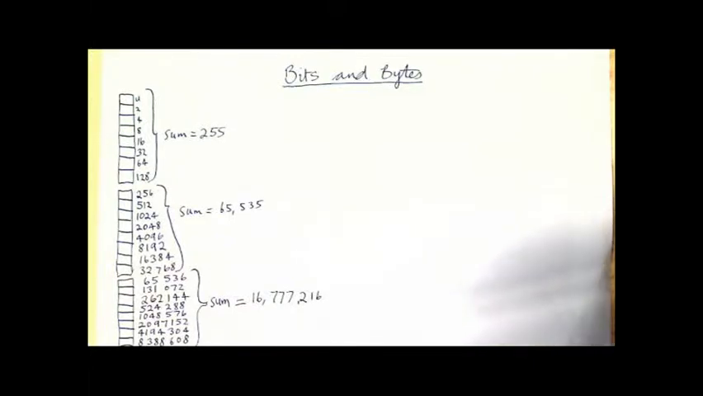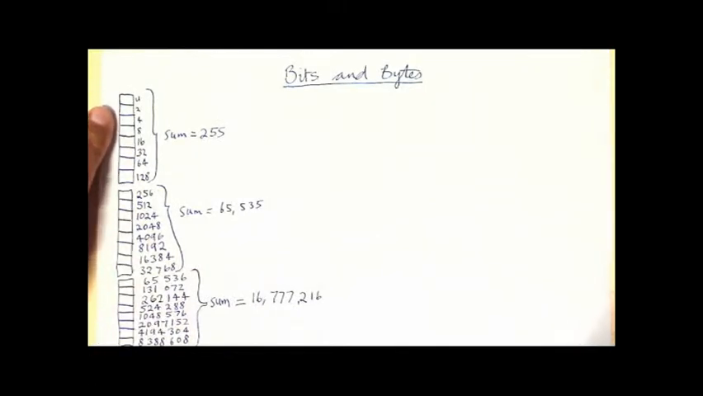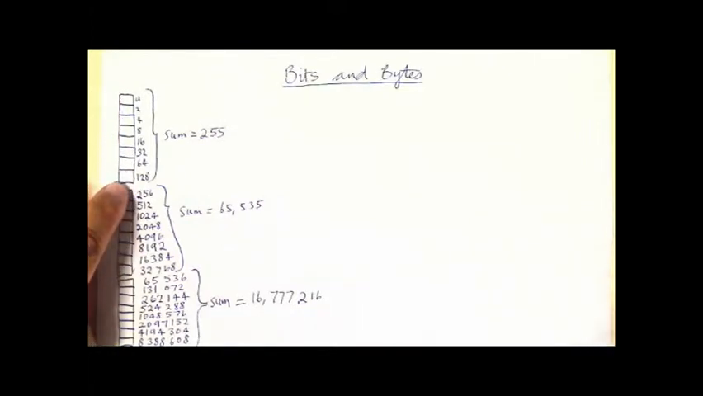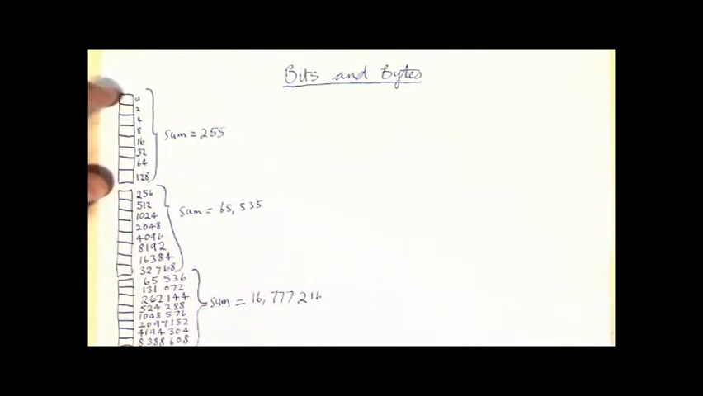We're going to have a look at bits and bytes. Along the left-hand side, you'll see that I've made some columns, and each column has got 8 blocks in it. I've done 3 of these. Counting in binary, going units, 2s, 4s, 8s, 16, 32, 64s, 128s, you can see that these are chunked out.